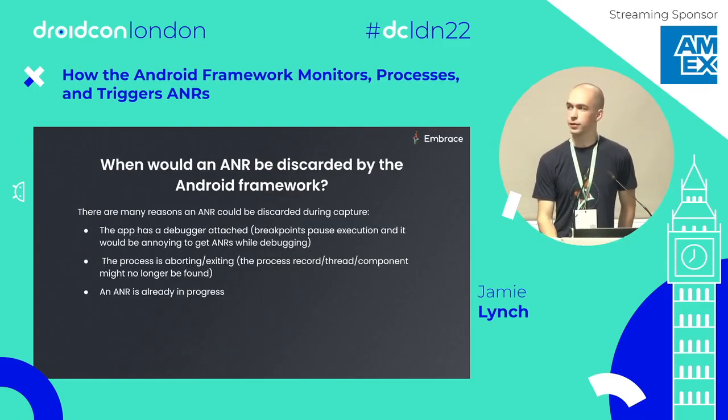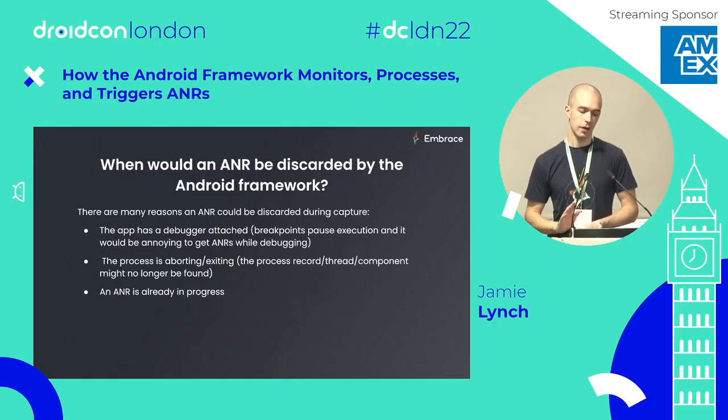There's a couple of exceptions to this rule where the ANR can get discarded by the Android framework. If you've got an app with a debugger attached, if you want to debug your ANR, you won't actually get ANRs, as if you land on a breakpoint, you can pause execution and get them artificially. If a process is exiting or aborting, then obviously there's no point reporting to the user that it's slow if it's just about to die. And finally, if the ANR is already in progress, also no point reporting that, the user already knows.